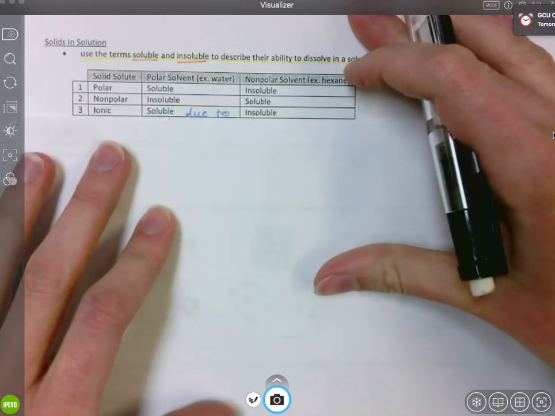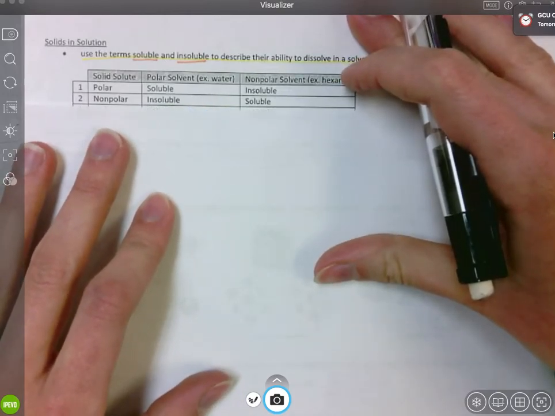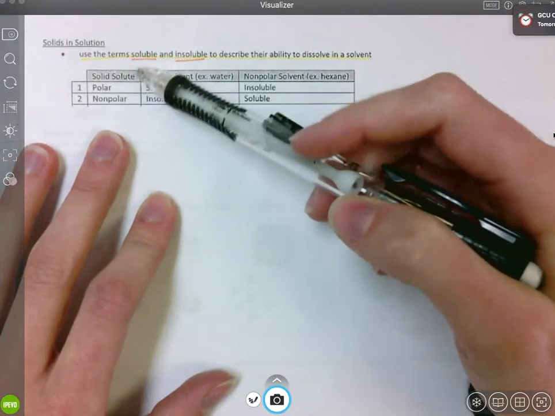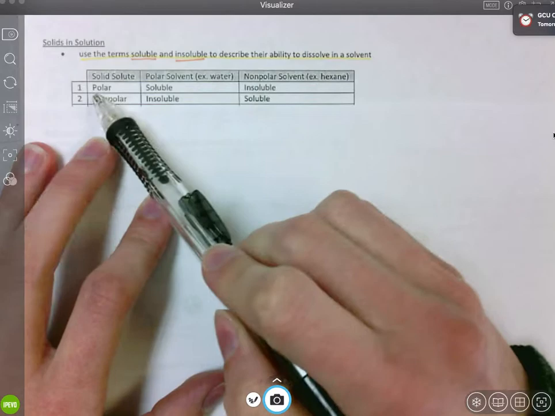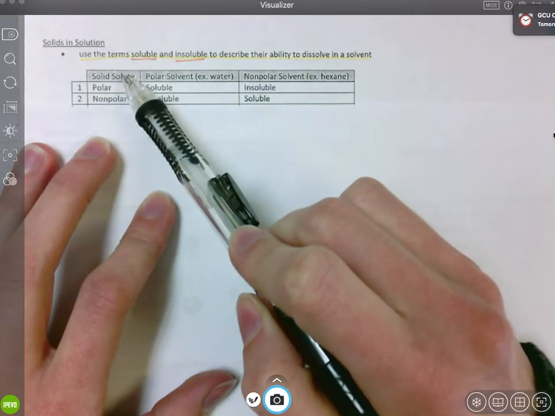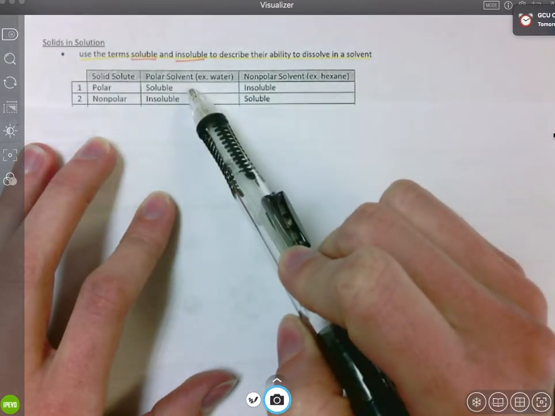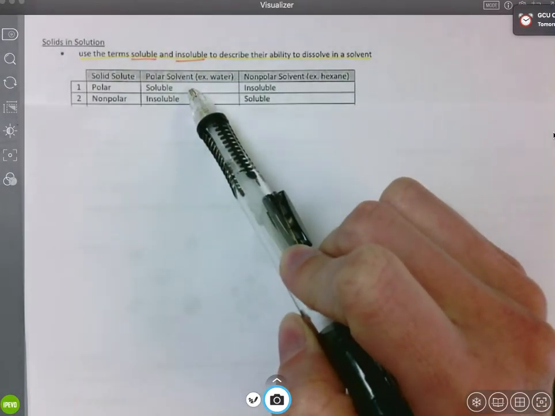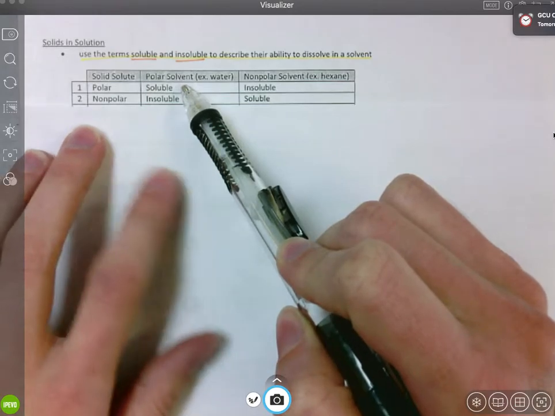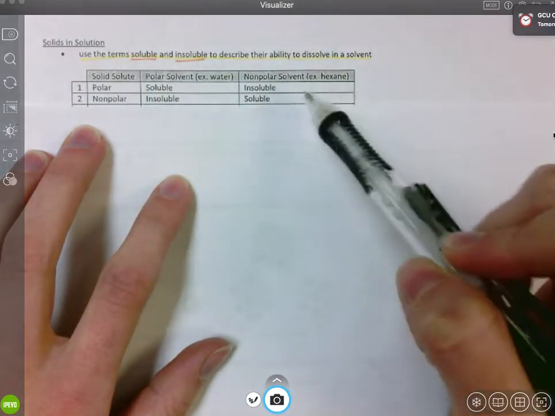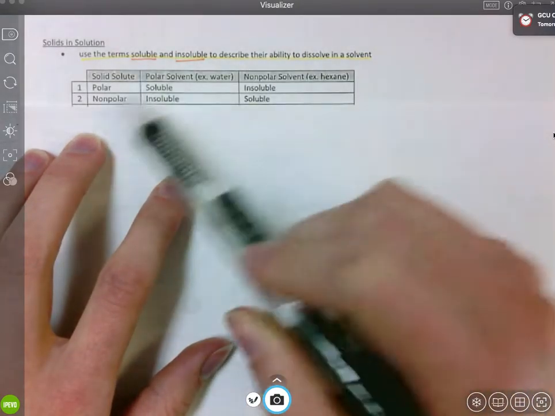So here we have a table. So we have a solid solute, polar solvent, non-polar solvent. So in this first row, we're going to have a polar solid solute. A polar substance is going to dissolve in another polar substance. So polar, like dissolves like, we're soluble. Polar and non-polar are not like dissolves like, so insoluble.